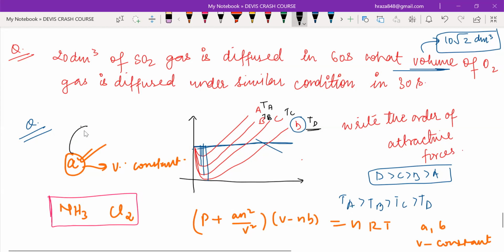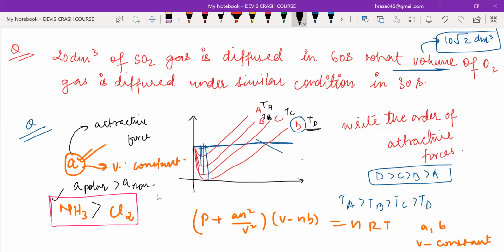A basically denotes attractive force. So NH3 will be greater because it is polar, so there will be attractive force. Are you getting my point? Yes. If my question is which one will be easily liquefied? Cl2, because it has less van der Waals force.